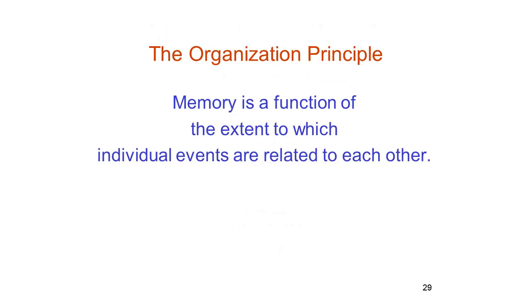So, the phenomena of category clustering, associative clustering, and subjective organization illustrate the organization principle in memory, which is that memory for an event is a function of the extent to which that event is related to other events at the time of encoding. If you've got a bunch of things to remember, you'll remember them better if you try to link each of them to at least some of the others.